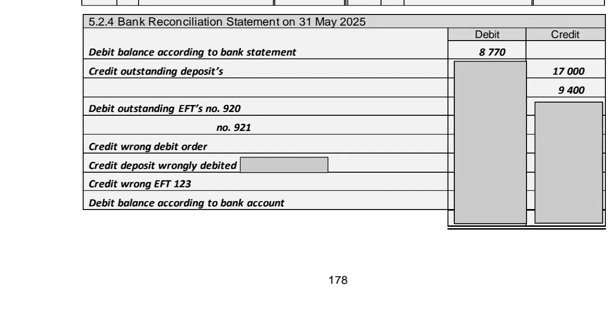Information 4K, the following EFTs are loaded and appear in the cash payments journal but not yet on the bank statement. EFT 920 for 3,200 Rand and EFT 921 for 4,500. So that will be debit outstanding EFTs, and remember it's always in chronological order.